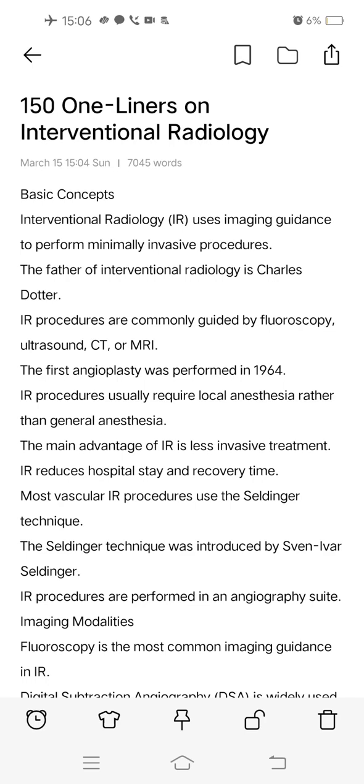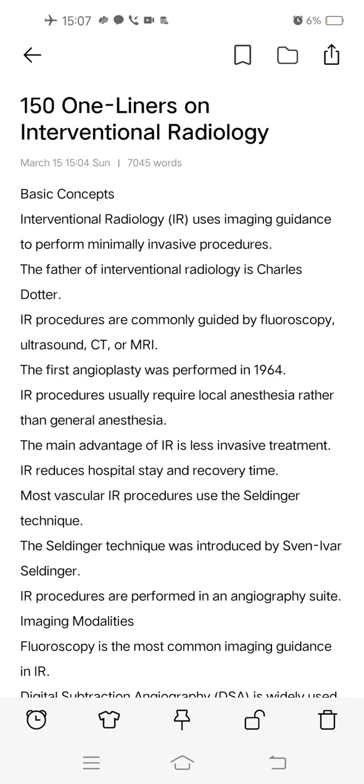Here I discuss interventional radiology and its different clinical applications. Let's start with the basic concepts. Interventional radiology, or IR, uses imaging guidance to perform minimally invasive procedures. Basically, interventional radiology is a minimally invasive procedure of radiology which uses imaging guidance, usually fluoroscopy or ultrasound.